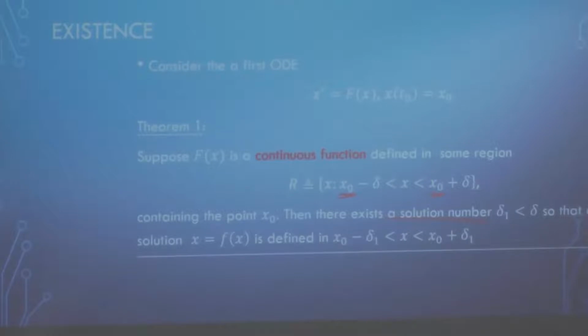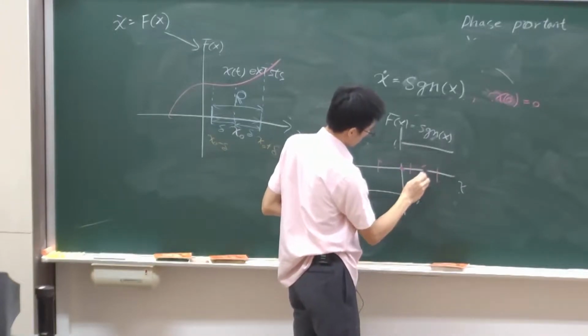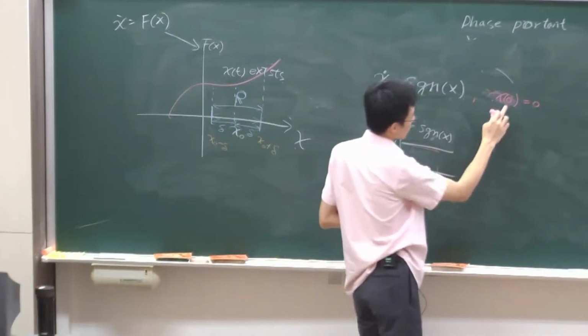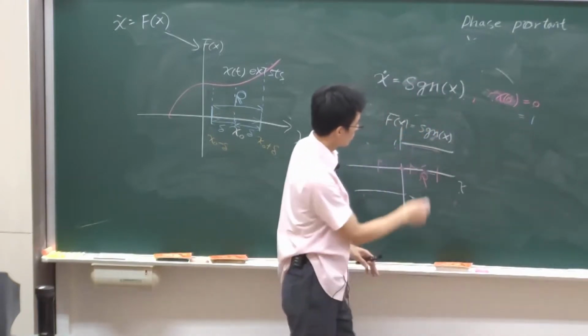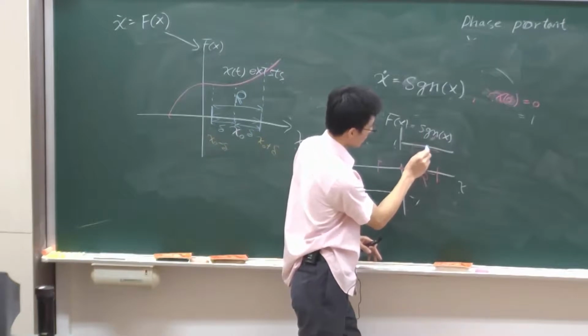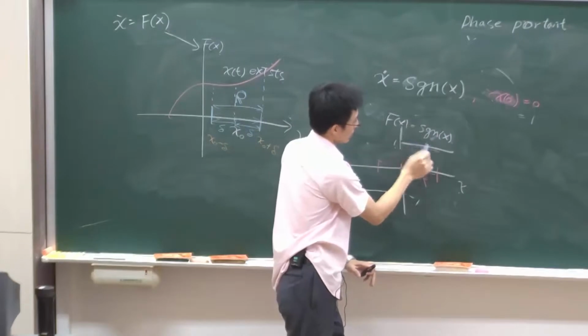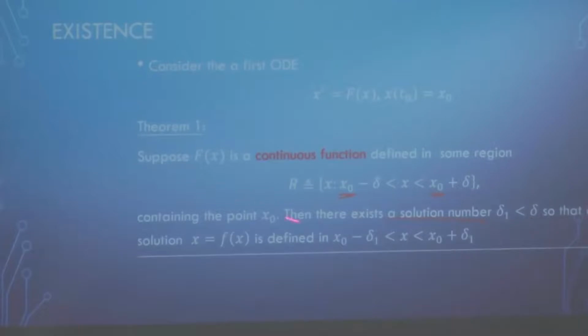But if you change your region R to here, moved to the right, and we only care about this part, and I say the initial condition is 1, so I start from here, you are lucky, it has a solution because F is continuous. This is for existence. Exists a solution. Sometimes it could be one solution, it could be two solutions.